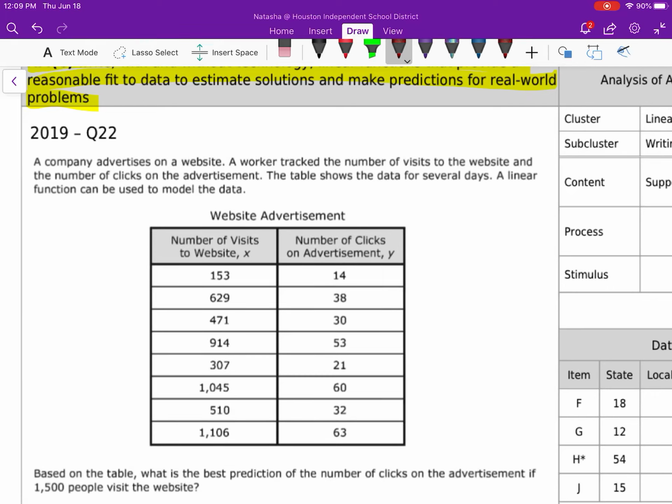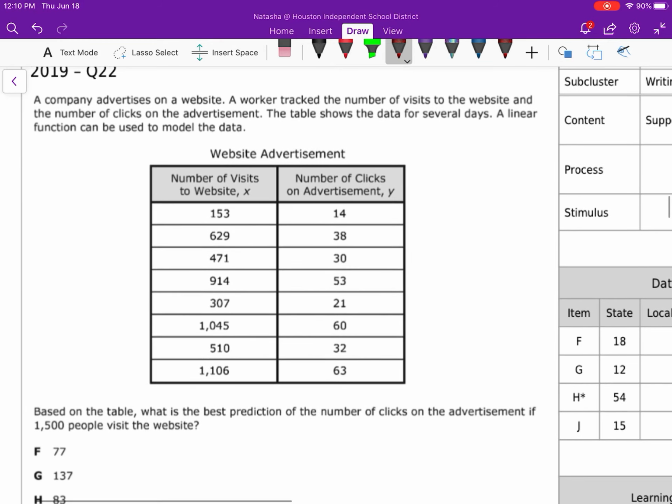All right, so this is another one of those that you're not going to be able to follow along with unless you have a TI-84. Okay, so I'm going to go ahead and work it out.